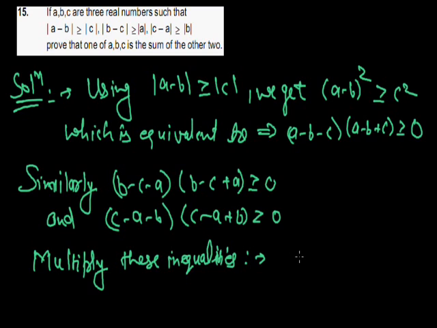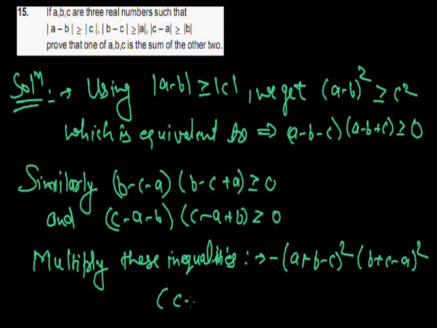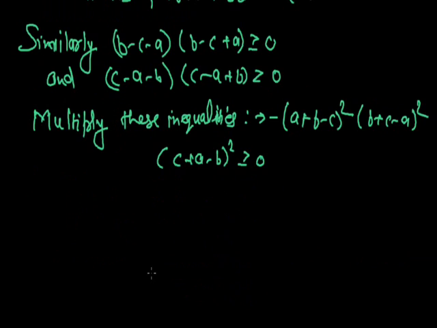minus of (a plus b minus c) whole square into (b plus c minus a) whole square into (c plus a minus b) whole square is greater than or equal to 0. Now from here, as the product of squares cannot be less than 0, it must be equal to 0. So from here we can say that one of the squares is equal to 0.